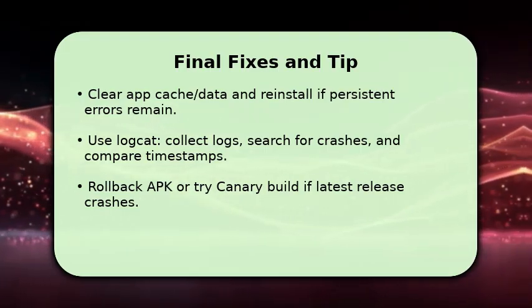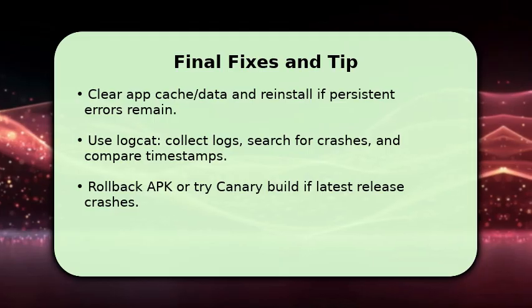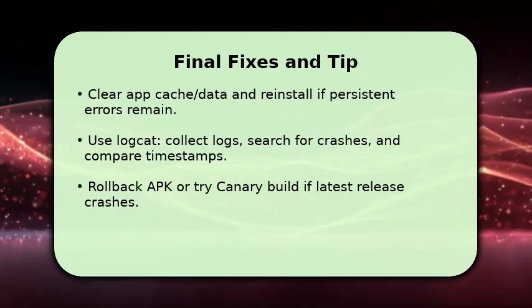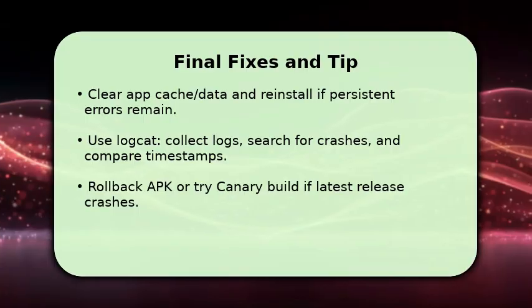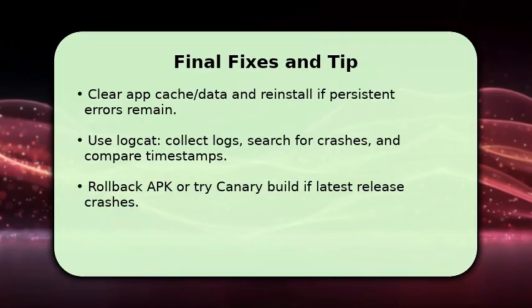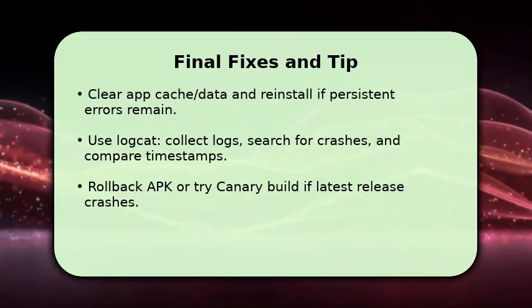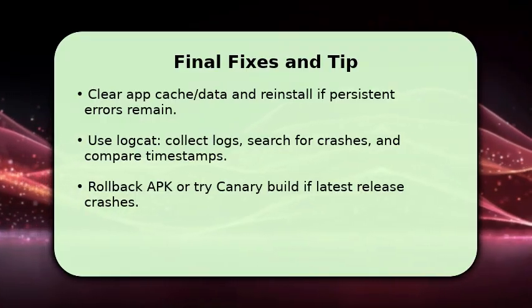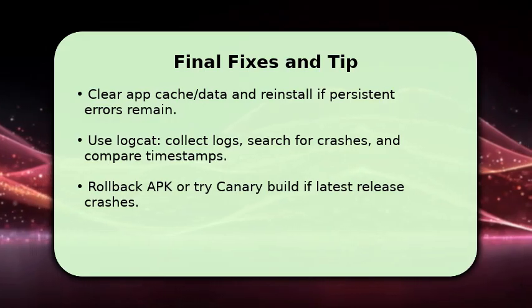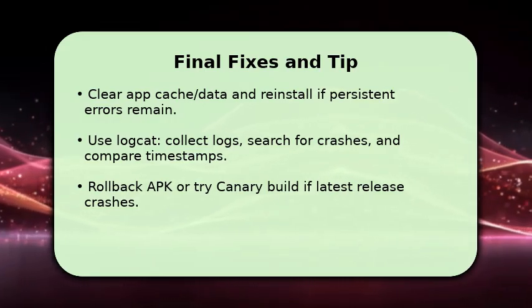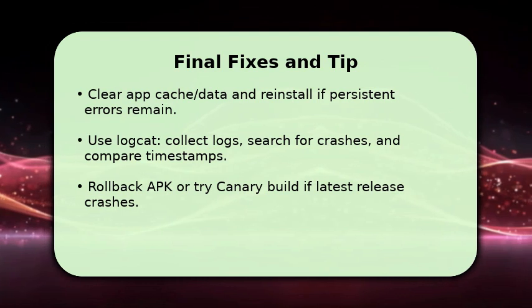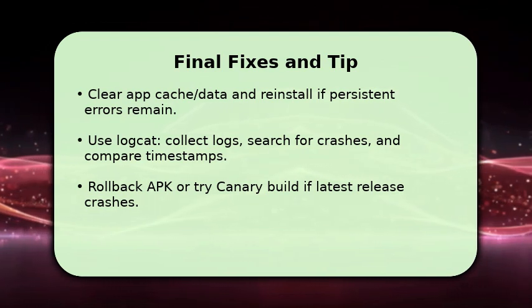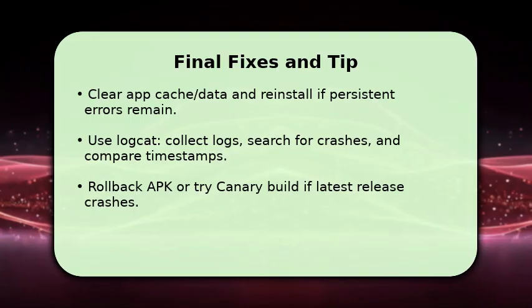If crashes persist, collect a logcat trace while reproducing the crash and look for keywords like fatal, SIGSEGV, or ANR to pinpoint the cause. Try rolling back to a previous stable Skyline release or switch to a nightly/canary build that addresses recent regressions. One key tip: if nothing works, test the same game on another device or profile. That isolates device-specific driver issues versus emulator bugs.